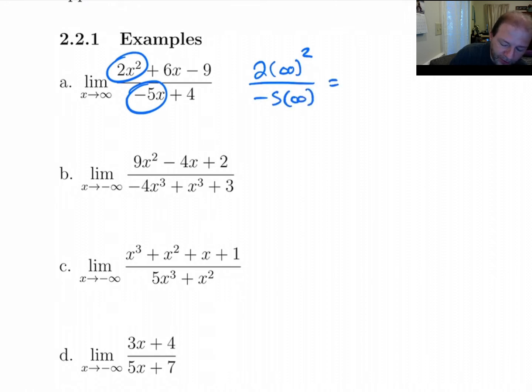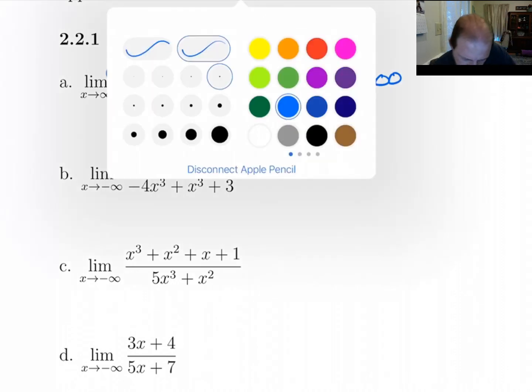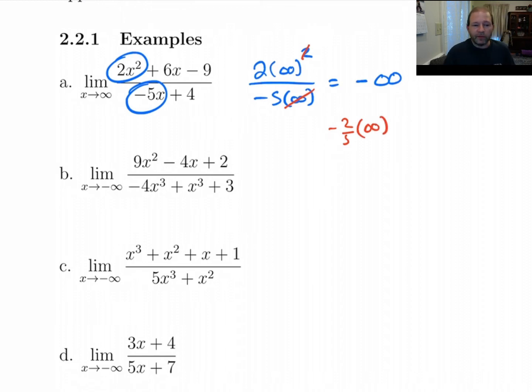And on the bottom, we've got negative 5 times infinity. All right, so this is going to be negative infinity. You can think of this informally as this cancels with one of those infinities. The 2/5, you wind up with essentially negative 2/5 times infinity, which gives you negative infinity. Let's look at the next one.